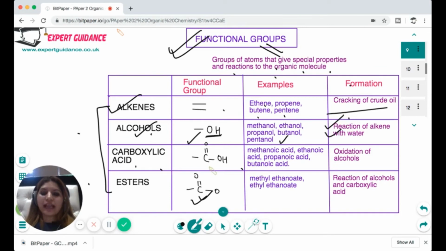And carboxylic acid is COOH, which is methanoic acid, ethanoic acid, propanoic acid, butanoic acid, and we get them by oxidation of alcohols. And esters is methyl ethanoate, ethyl ethanoate, and we get it by the reactions of alcohols and carboxylic acid. So now let us see all of them in detail.